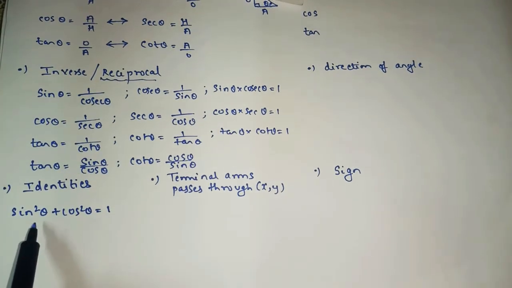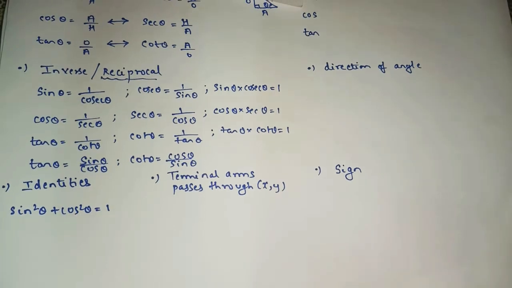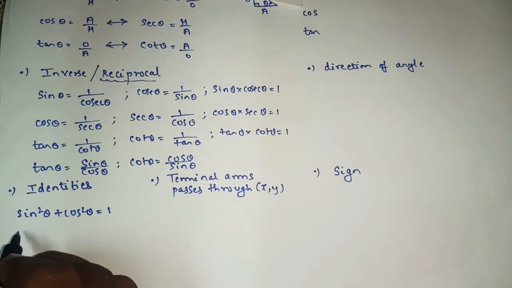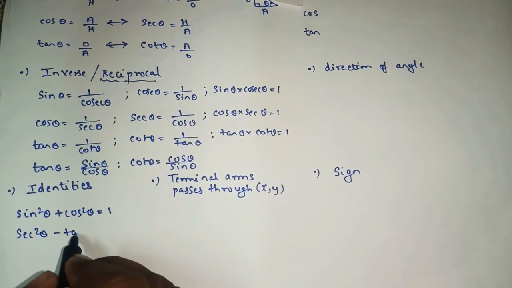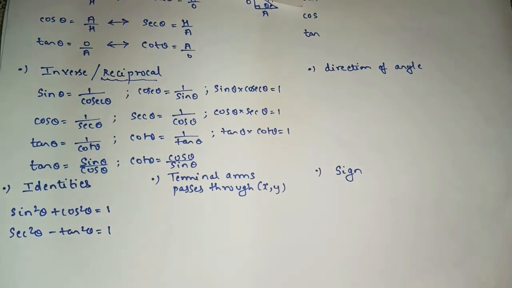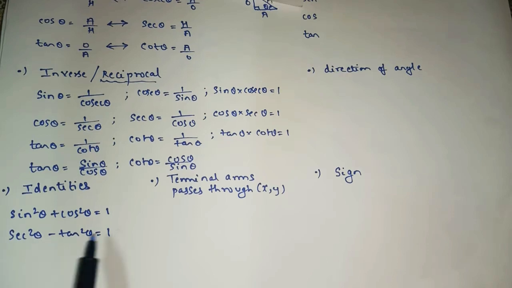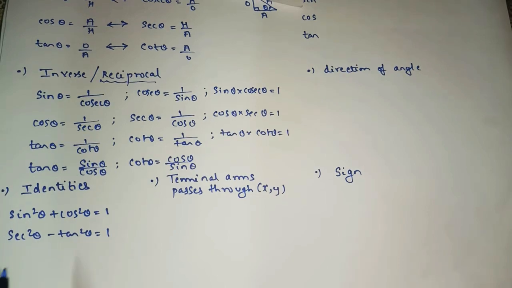Further, this can be written as sin square theta equals 1 minus cos square theta, or else we can write this as cos square theta equals 1 minus sin square theta. It is on you. Then in the second one, it is sec square theta minus tan square theta equals 1, and this can be written as sec square equals 1 plus tan square, or sec square minus 1 equals tan square. So it is on you.